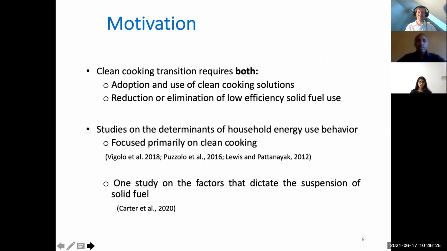Clean cooking transition, however, requires both adoption and use of clean cooking solutions, as well as reduction and elimination of low efficiency solid fuel use. That is the way we can say there is clean energy transition. Otherwise, if there is simultaneous utilization of clean cooking with solid fuel, those problems are still going to persist. Most studies on this topic have looked at clean cooking adoption and utilization and the factors affecting it, and only a few studies have looked at the suspension of solid fuels.